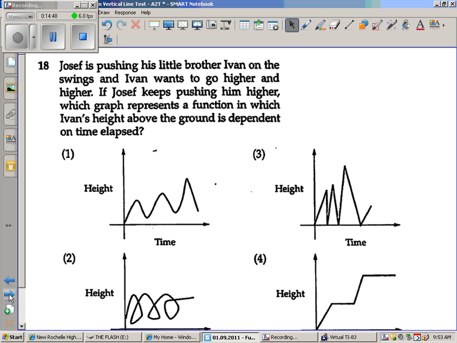Let's do 18. I'm giving you your homework, and we're done. Joseph is pushing his little brother Ivan on the swings, and Ivan wants to go higher and higher. If Joseph keeps pushing him higher and higher, which graph represents the function in which Ivan's height above ground is dependent on time elapsed? Well, hold on one second.